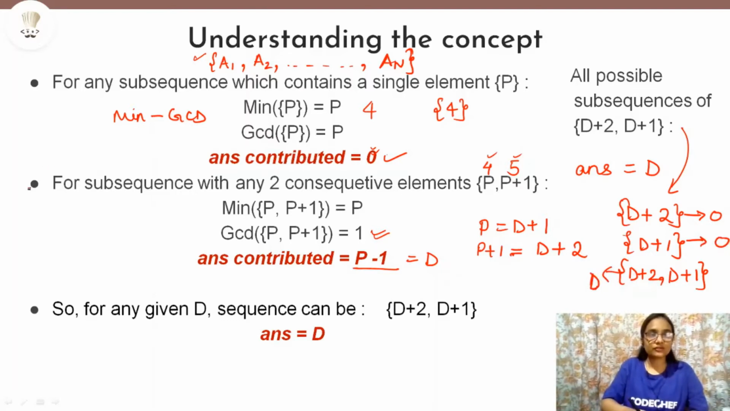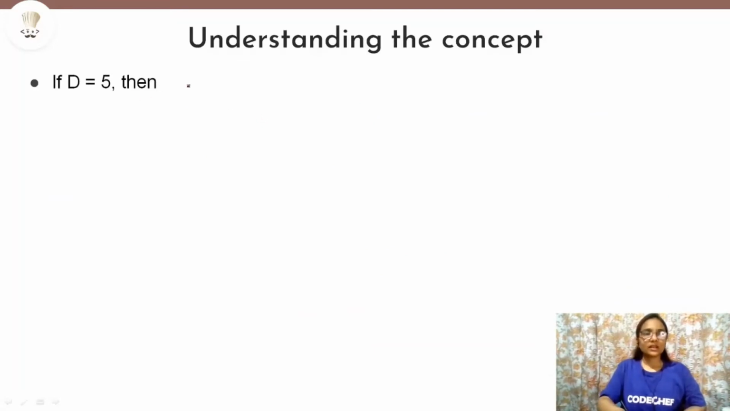So this we have established from the second point, that if you have 2 consecutive elements, p and p plus 1, then the answer contributed will be p minus 1. And we made it D. So according to that only, we have derived that we can take our sequence as D plus 2 comma D plus 1. So all in all, we will get our answer as D. So let us take an example. Here D is equal to 5, and we already established that for any D, we can always take our expression as D plus 2 comma D plus 1, and this will give us our answer.